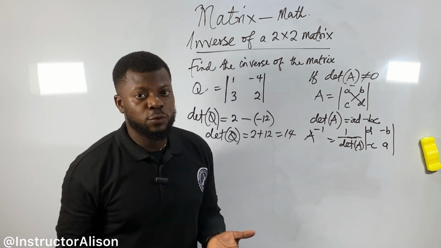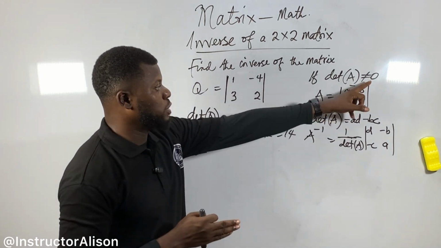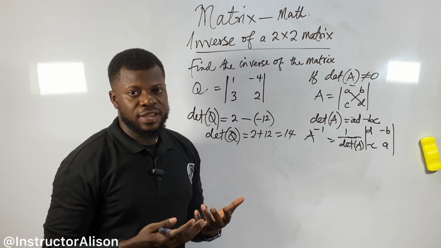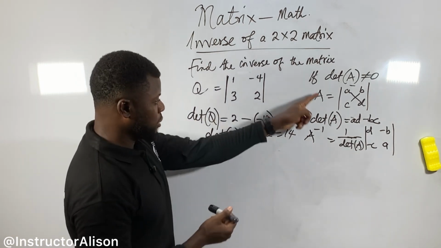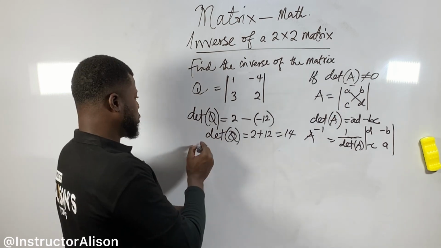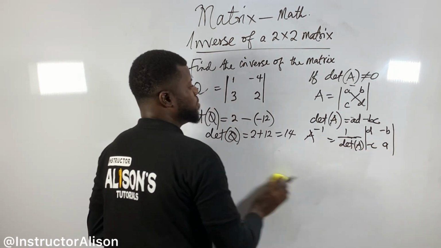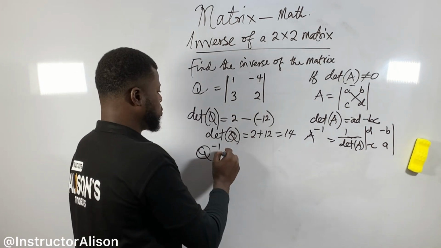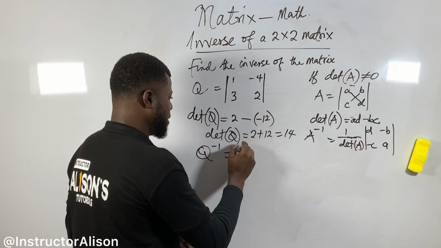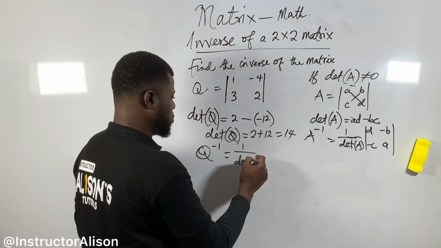Now, the determinant of the matrix is not equal to 0, it is 14. So if you want to find the inverse of this matrix Q, how do I find the inverse? I will tell you the rule again. The inverse of matrix Q, see matrix Q here, we use Q instead of A. So the inverse of matrix Q equals 1 over the determinant of matrix Q.